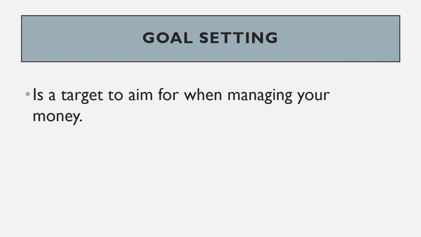So next is goal setting. Goal setting is a target to aim for when managing your money. It can involve saving, spending, earning, or even investing. Creating a list of financial goals is vital to create a budget. When you have a clear picture of what you're aiming for, working towards your target is easy. That means that your goals should be measurable, specific, and time oriented. So there are several types of financial goals, such as short-term goals, mid-term goals, and long-term goals.